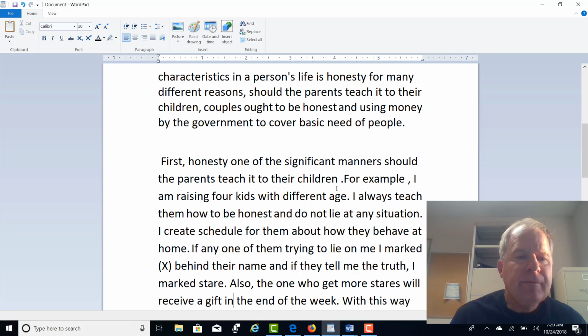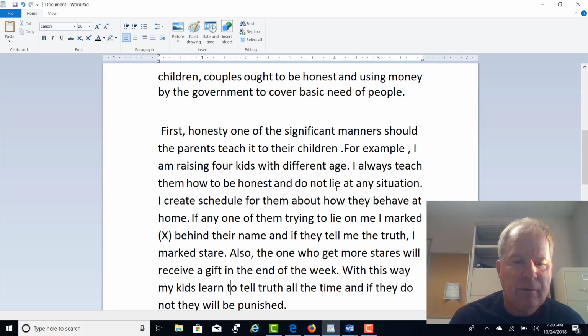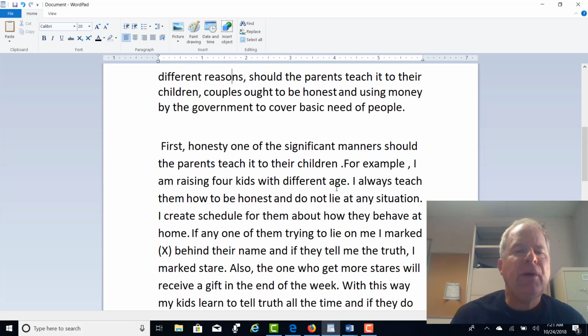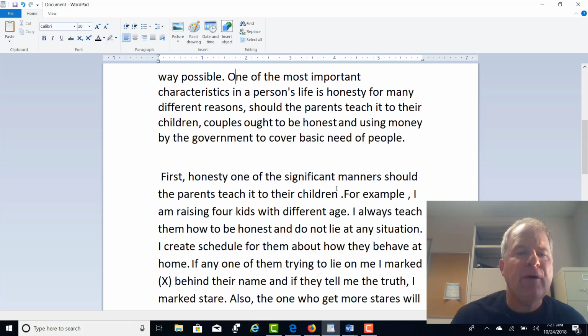You have, it's not whether or not it should be taught, but why is it an important characteristic? So this paragraph here needs a little bit better purpose. So one of the most important characteristics in a person's life is honesty.